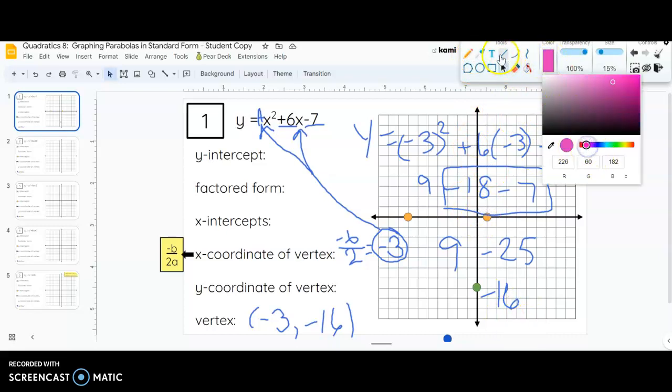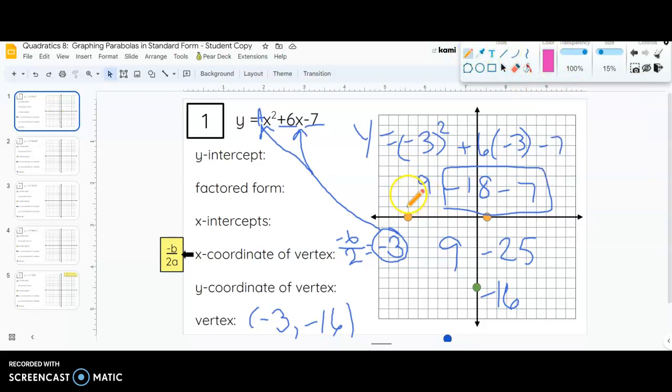All right, I'm going to grab a different color here a second. So then we would connect those. And there you go.